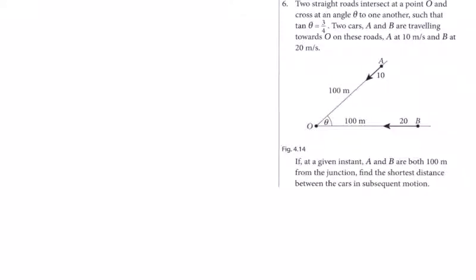4C question 6, we're given this diagram, two straight roads. We can see A is traveling along in this direction here. So we're going to let A get to the junction. And we also have tan of theta is 3 over 4. So let's look at sine and cos of theta to get the velocity of A. Tan is 3 over 4, which leaves 5.